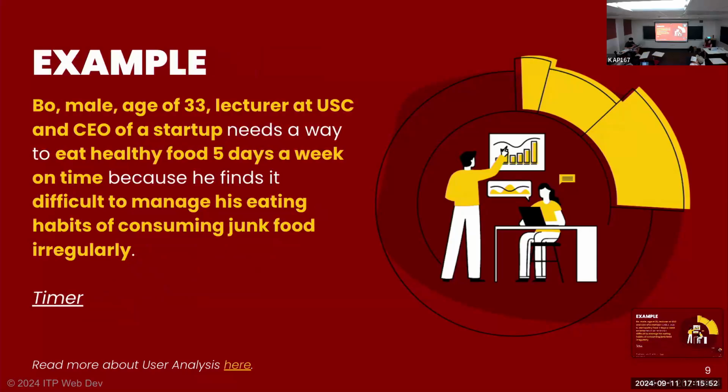So Bo is male, 33, lecturer and CEO. And he needs to find a way to eat healthy food 5 days a week because 7 days a week of healthy food is too much. And he needs to find a way for healthy food because he finds it difficult to manage some eating habits, and he consumes junk food irregularly. So that is how your post-it note should kind of look.